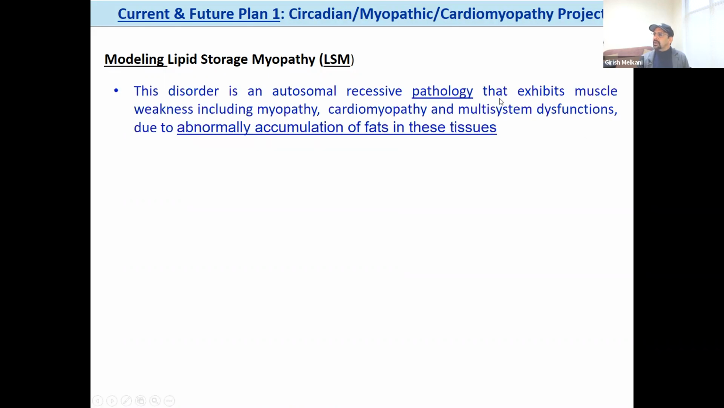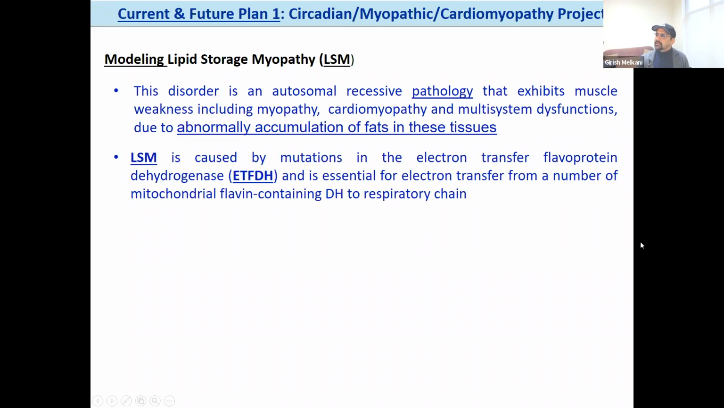This leads to muscle dysfunction, as the name says, lipid storage myopathy, and then it can have cardiomyopathy, and in some cases multi-system dysfunction and accumulation of fat in these tissues. Okay, that's why it's called lipid storage, and it is actually caused by a mutation in electron transfer flavoprotein dehydrogenase, which is essential for, as you can see, mitochondrial flavin.